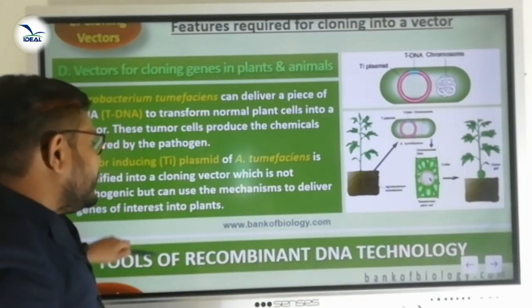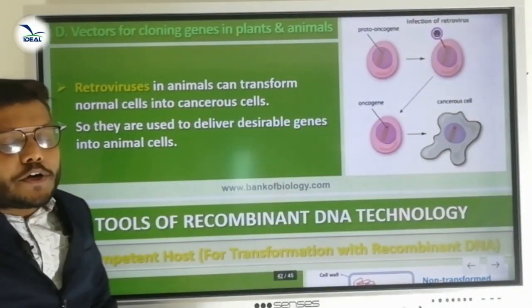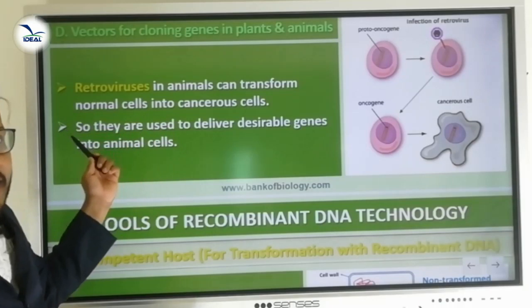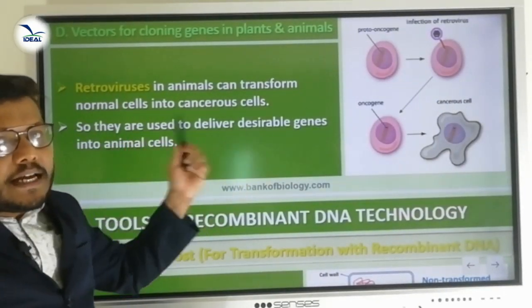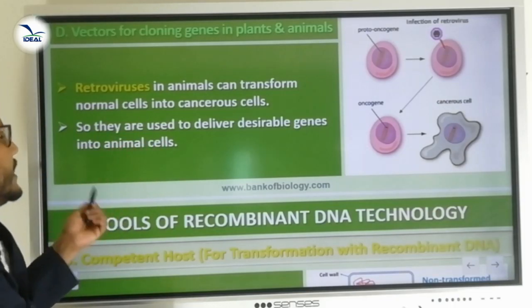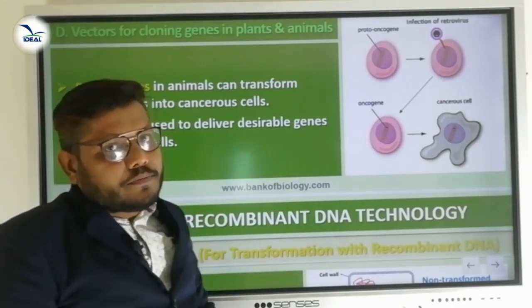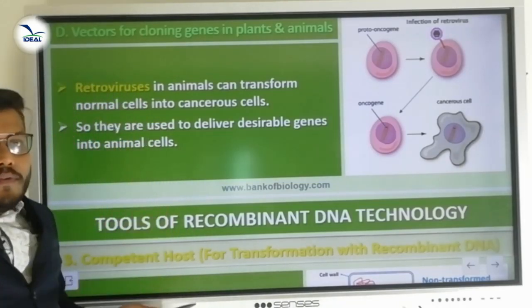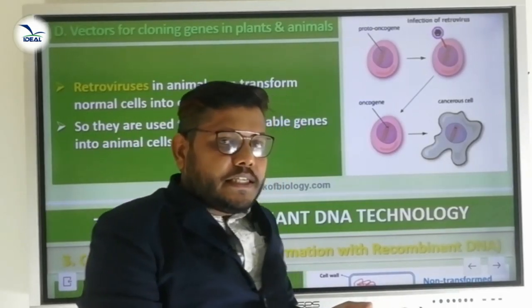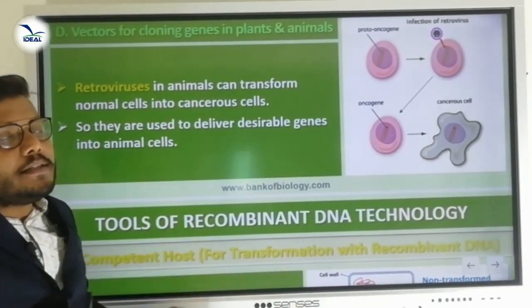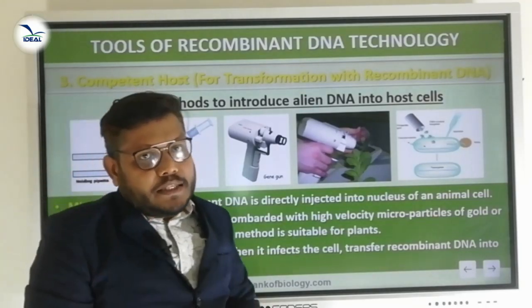Then another one, retrovirus. What is a retrovirus? A retrovirus in animals can transform a normal cell into a cancerous cell. So it is used to deliver a desirable gene into an animal cell. These are the two types of vector transfer. In plants, the Ti plasmid is used to transfer the gene, and in animals, the retrovirus is used to transfer the gene. Another type of method is the vectorless method.